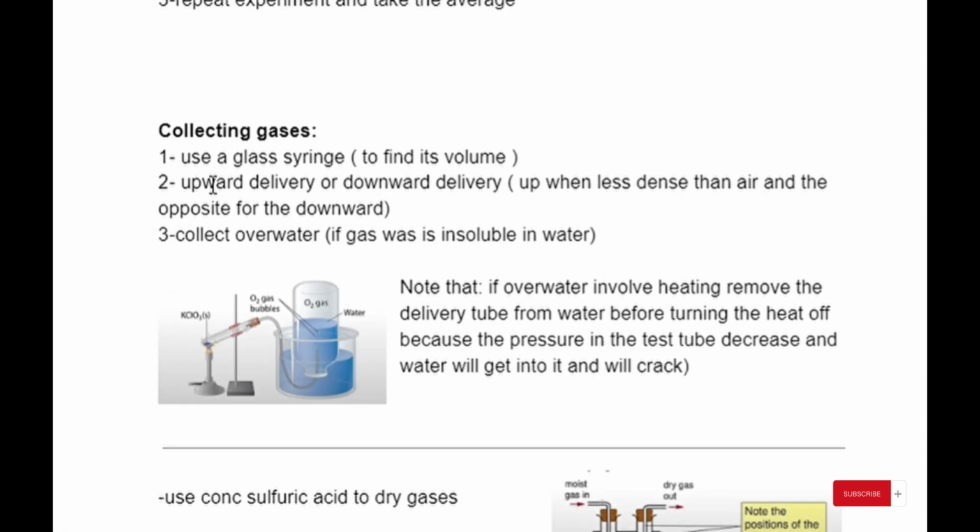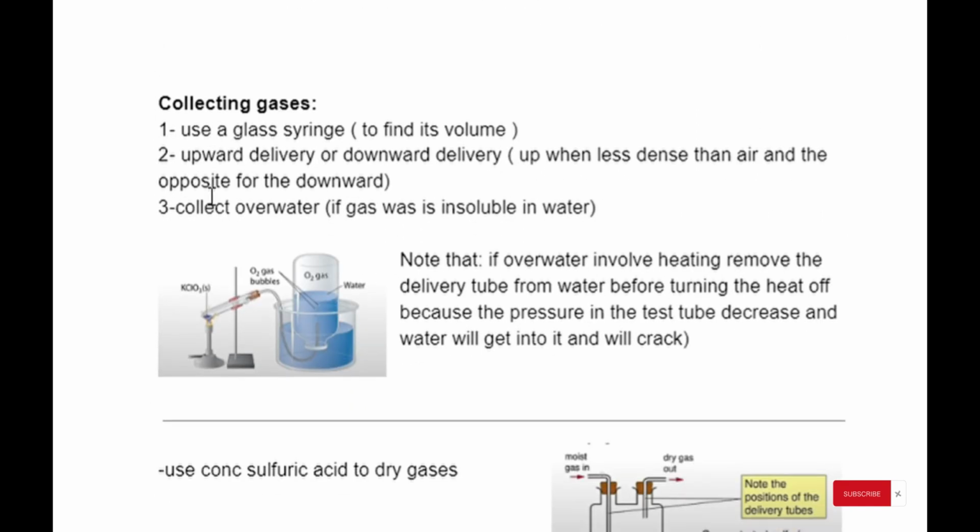Okay, so we're talking right now about collecting gas. We have different ways of collecting gas. Firstly, using a glass syringe. Why is that? We use it to find the volume. Upward delivery or downward delivery is connected with the density. We use upward delivery for gases with less density than air, and the opposite for downward delivery.